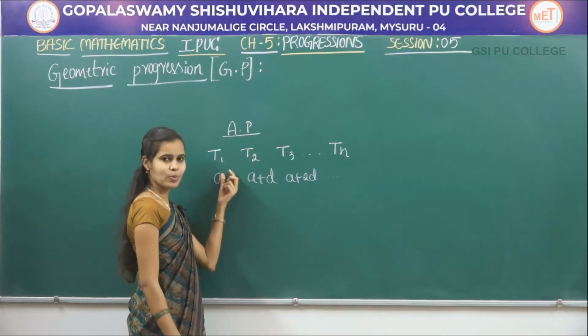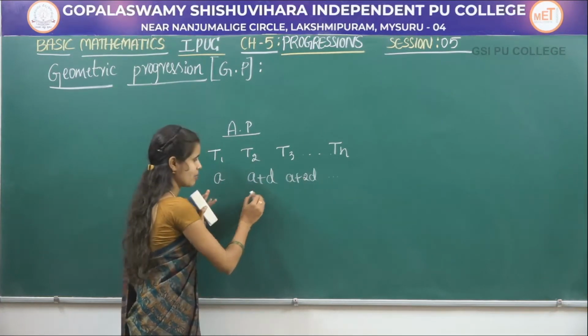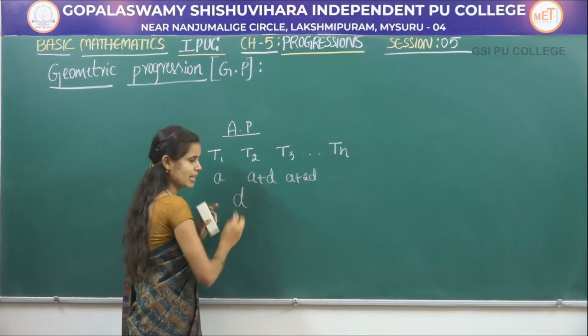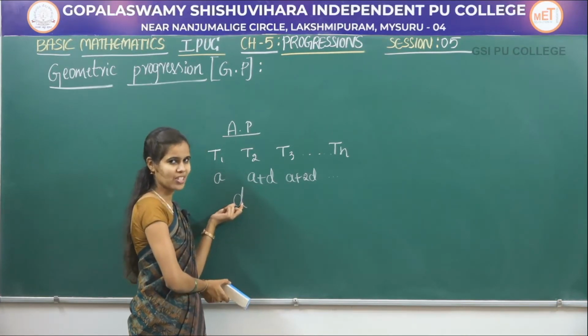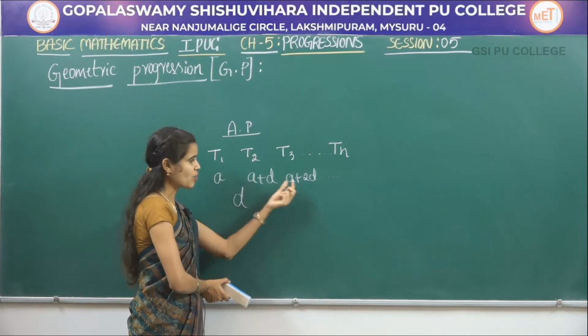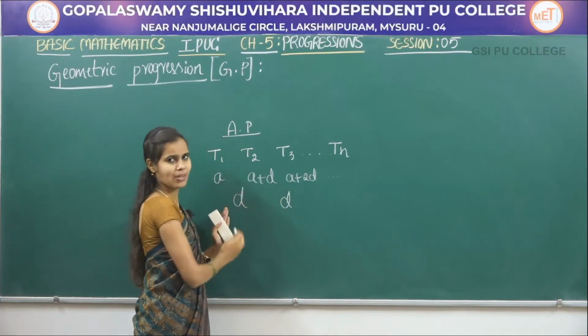So in arithmetic progression each term is obtained by adding a fixed number. This fixed number is denoted by D because this fixed constant is called the common difference. So here each term is obtained by adding a fixed number to its previous term.